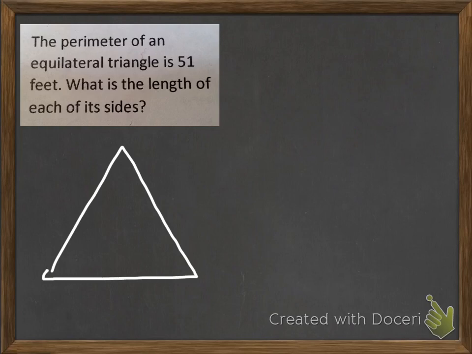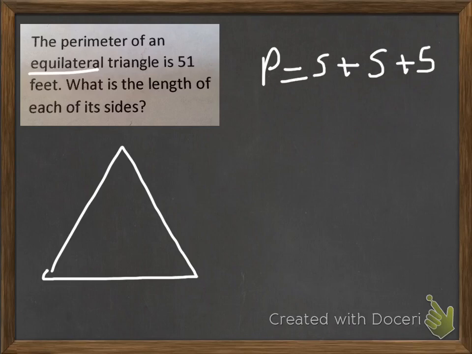Now, an equilateral triangle, you have to know your vocabulary. If you look at the word equilateral, equal means the same sides. The equilateral triangle has the same measurement for each side. So the perimeter, the whole thing, means side plus side plus side. I'm going to rewrite this: side plus side plus side is equal to 51 feet.